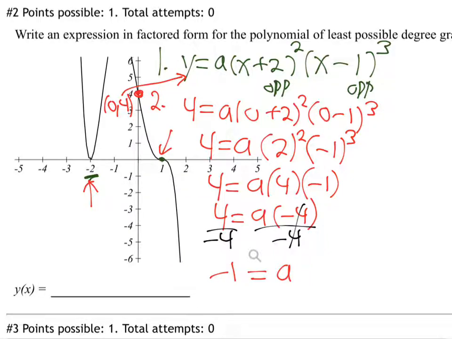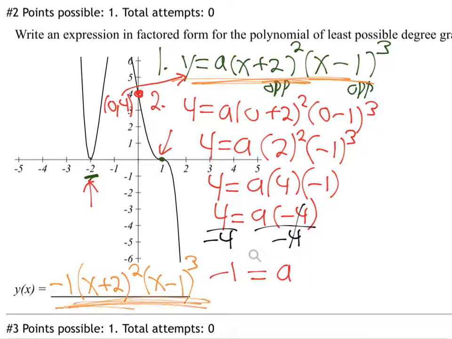So what's our final answer then? Taking this whole function, we've got -1. That's the A that goes in front. x plus 2 squared times x minus 1 cubed. There it is. There's the function. That's pretty impressive, huh? We can take a very fancy graph that does some very fancy stuff and work backwards to the equation for that graph.